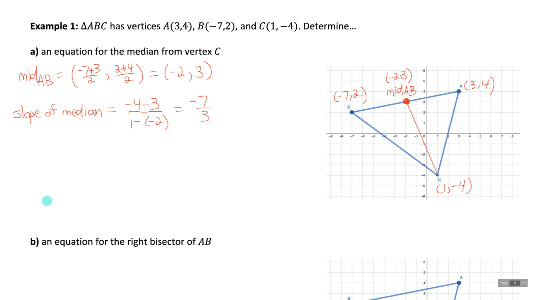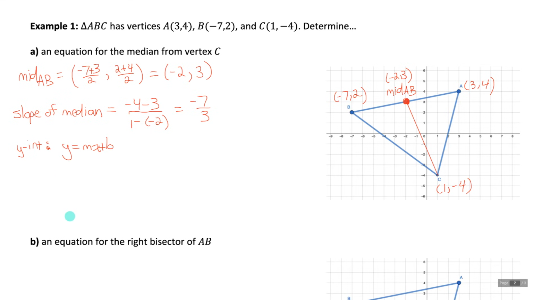Remember to write the equation of the median. I'm going to be writing it in the form y equals mx plus b. I now have my m, but I don't know the value of b. To calculate the value of b, I'll sub in -7 over 3 for m, and any point xy that is on my line. I have 2 points that are on the line. I can choose either C or the midpoint of AB to be my xy. I'll choose point C. So let me solve for the b value, which is the y-intercept.